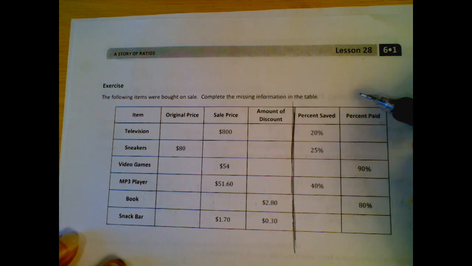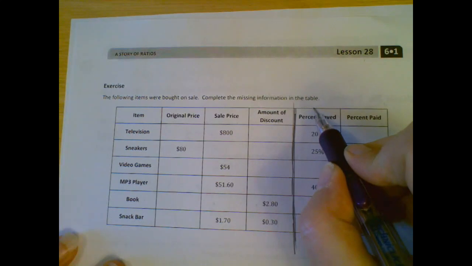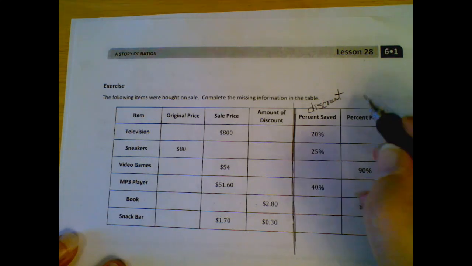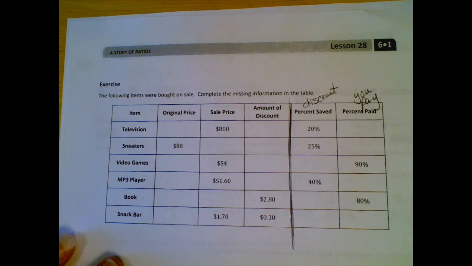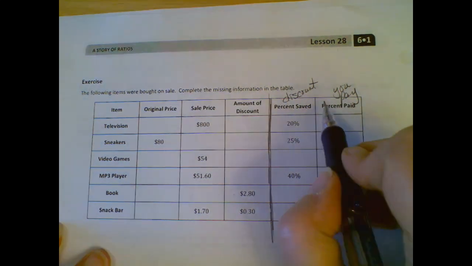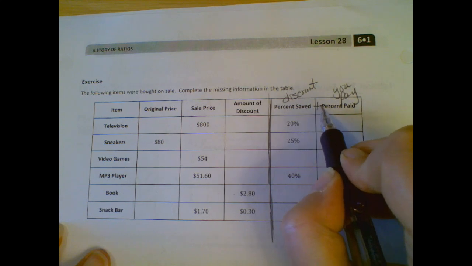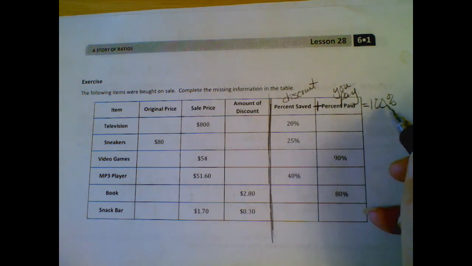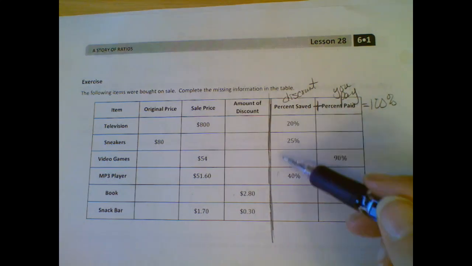And I'm going to have you start over here because percent saved is the discount. Percent paid is what you pay. Now, what we know about fractions is it's always equal to 100. So if I take the discount and I add it to the percent that you paid, it's always going to equal 100%. So I would start here.